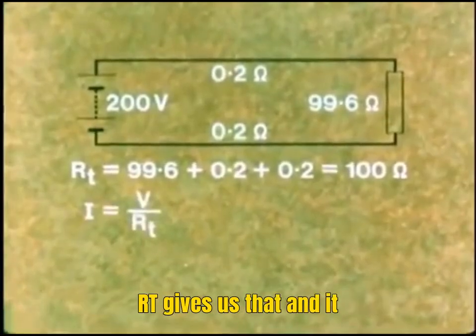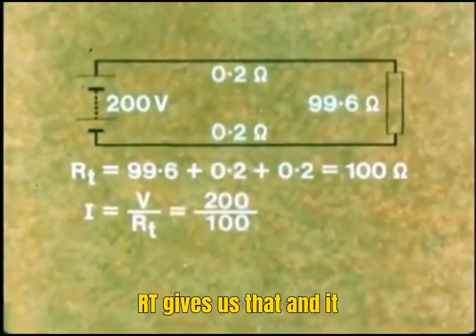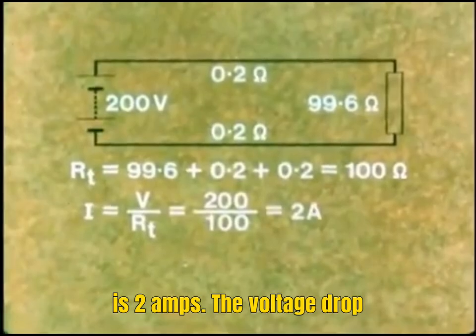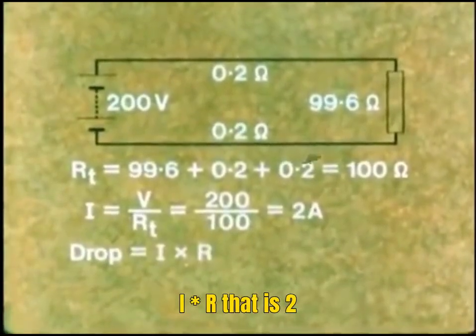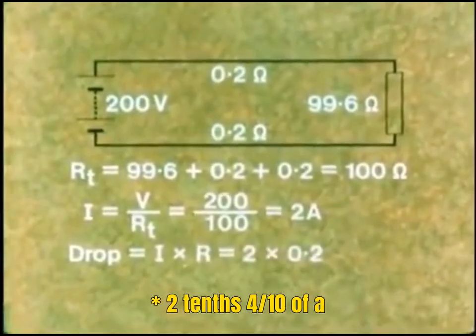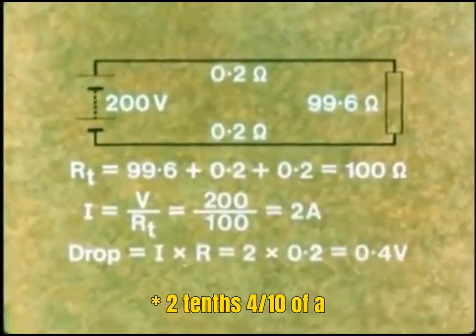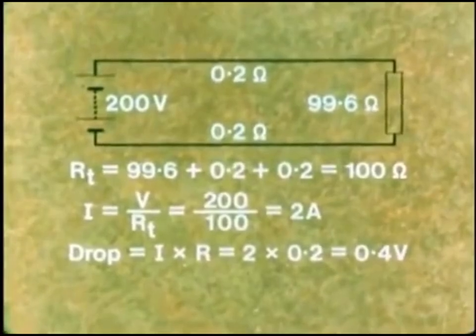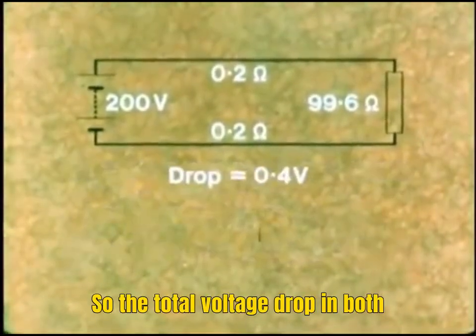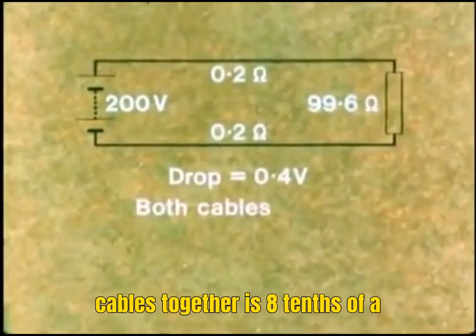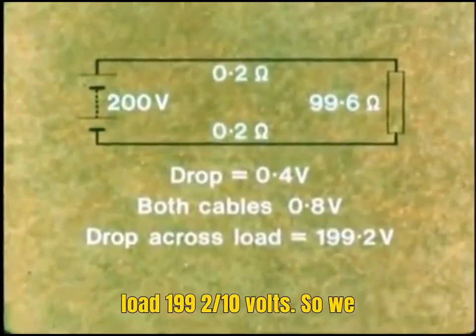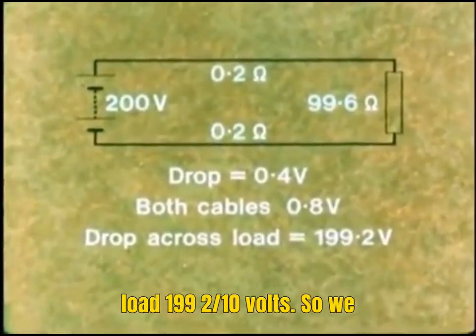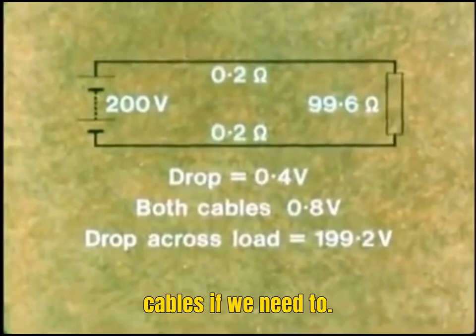That is 100 ohms. So what current is flowing? V over RT gives us that, and it is 2 amps. The voltage drop in each cable is given by I times R. That is 2 times 0.2, 0.4 of a volt. So the total voltage drop in both cables together is 0.8 of a volt, which makes the drop across the load 199 2/10 volts. So we can deal with the resistance of the cables if we need to.